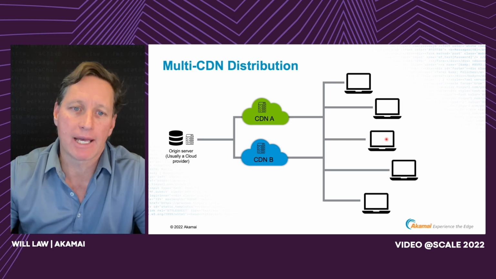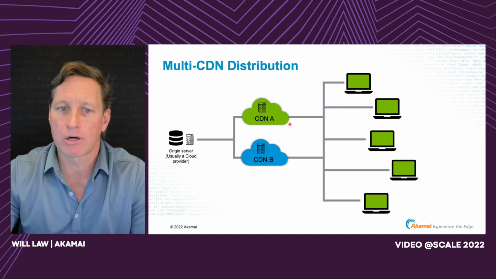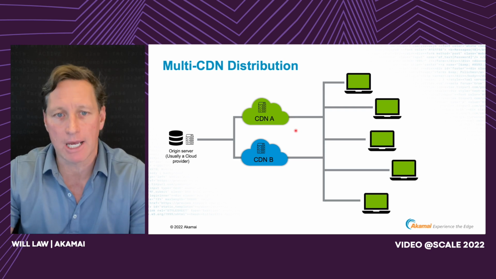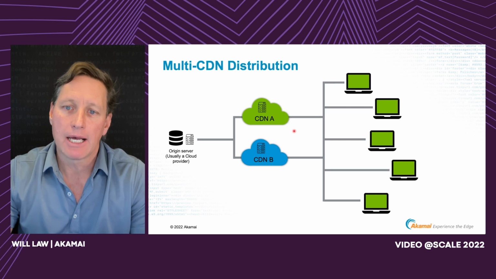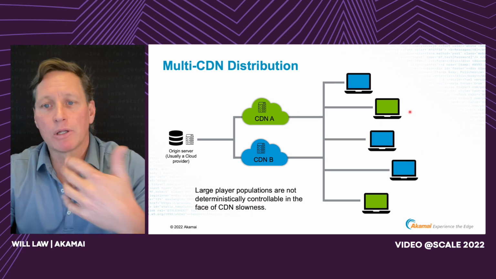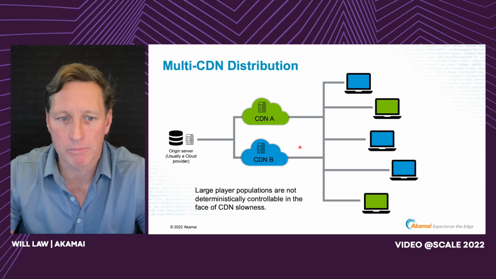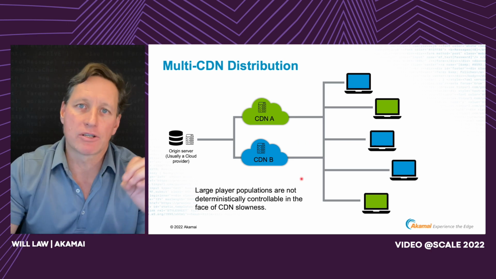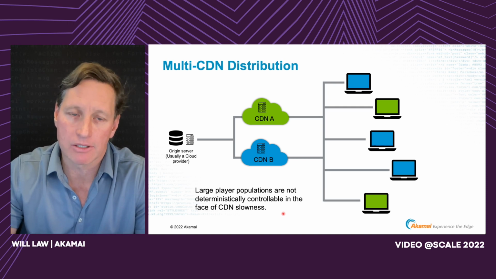And you can see this problem. Imagine we have a lot of players connected in our multi-CDN distribution to two CDNs. They all start off playing the preferred CDN, which is A. And then there's some sort of slow problem with CDN A. And what will happen is some of the players will switch over to B. Others will try to recover and stick on A. So now I have a spread of my population, some of which are playing on A and some of which are B. So large player populations are not deterministically controllable in the face of CDN slowness.